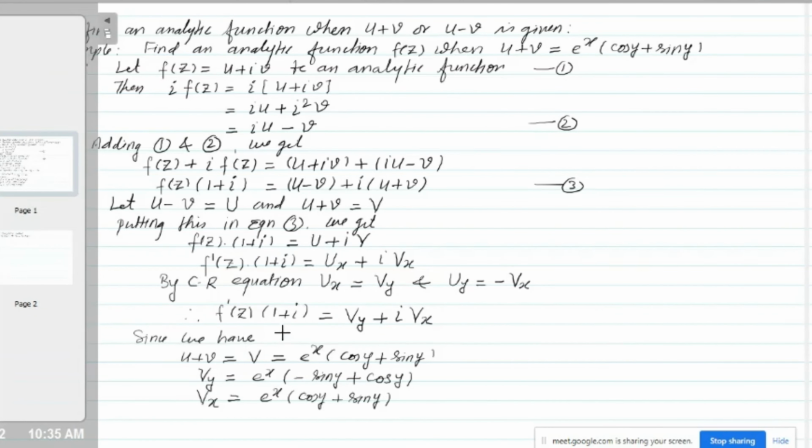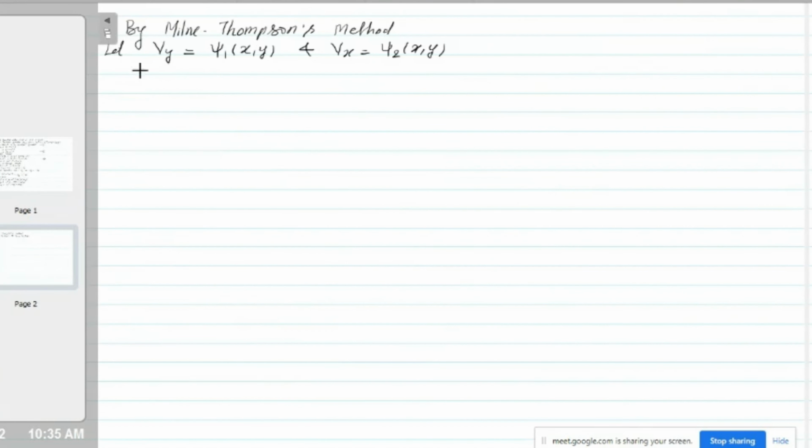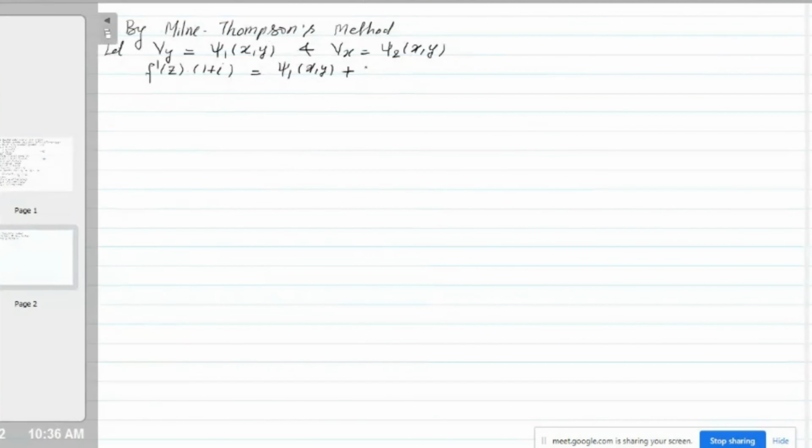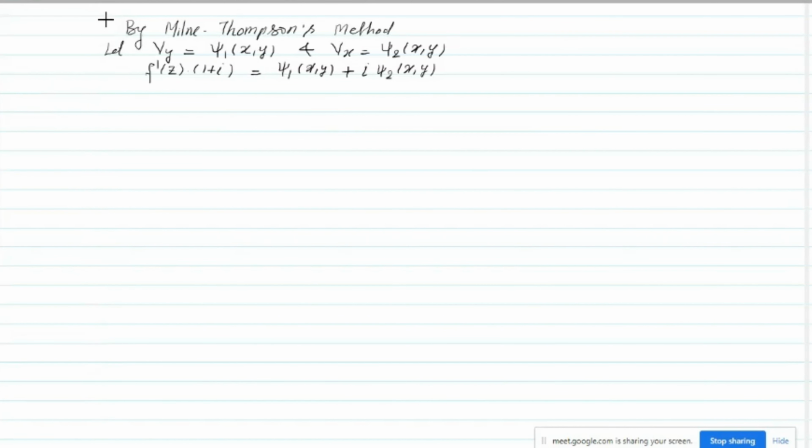We write this one: f dash of z into 1 plus I, which is equal to what? Which is equal to psi 1 of x comma y, and plus I times psi 2 of x comma y. Okay, so now f of z can be obtained.